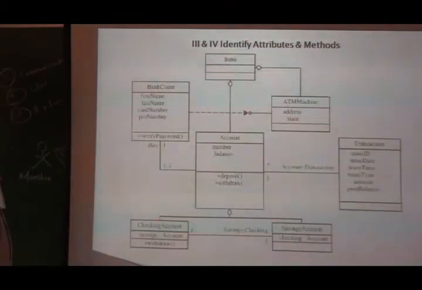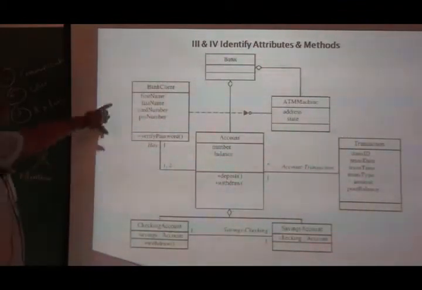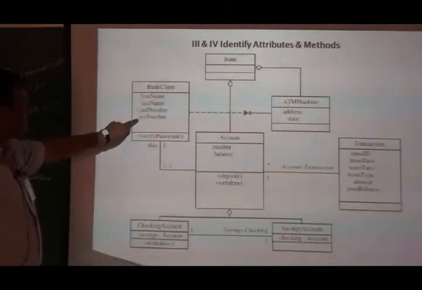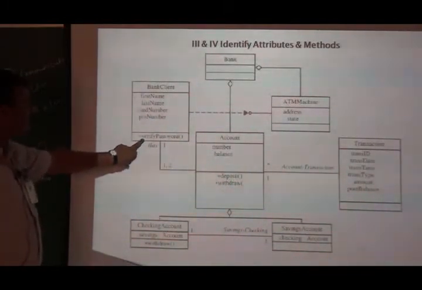How do we identify the attributes and methods? For example, the bank client. What are the attributes of the bank client? First name, last name, card number and the PIN number. Then we identify the methods. What are the methods for the bank client? That is verify password.